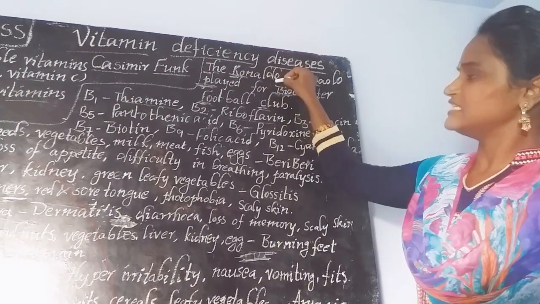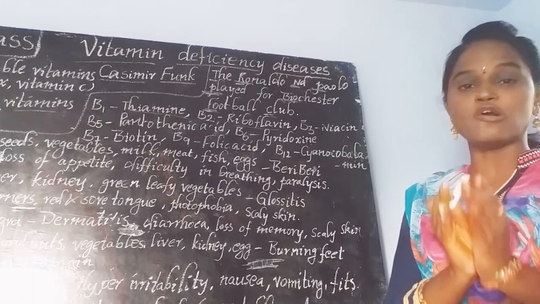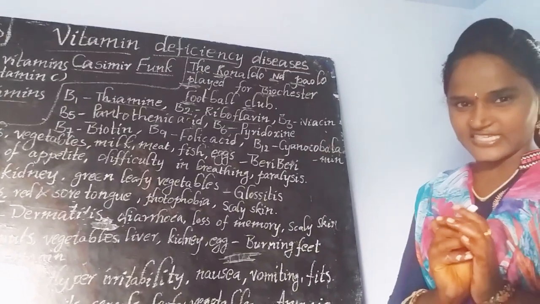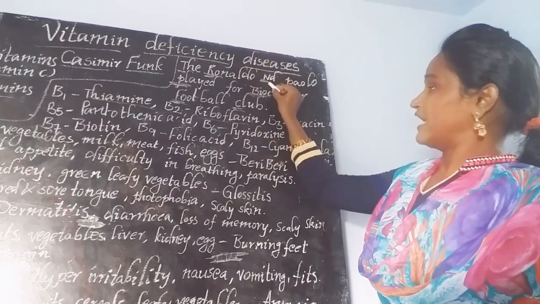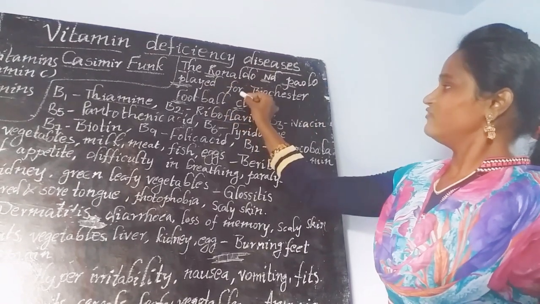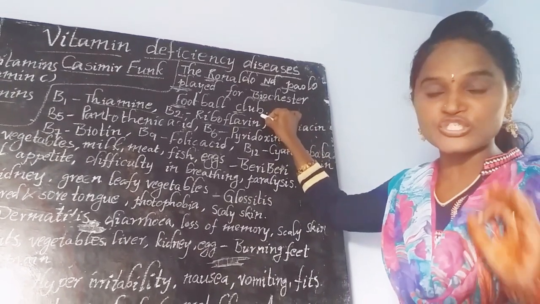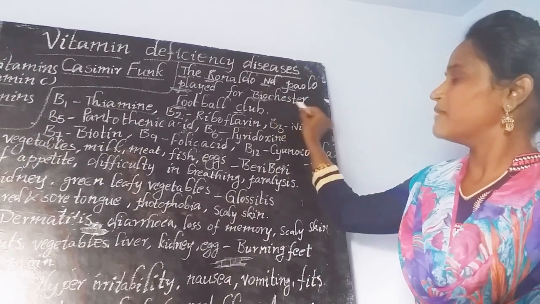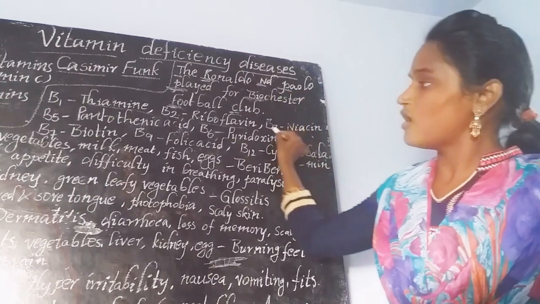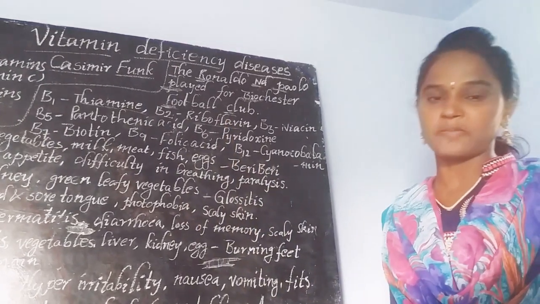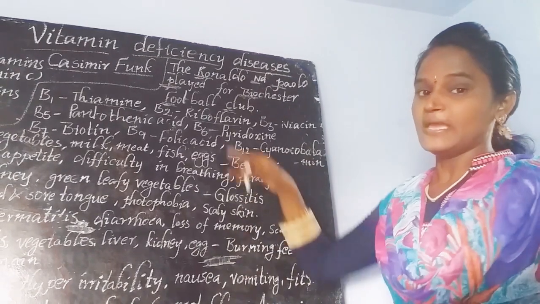By remembering this statement, we are capable of writing all the scientific names of B complex vitamins. Is it easy to remember? Yes, it is very easy. The Ronaldo and Pavlov played for Biochester Football Club. By remembering this statement, we are able to remember all the scientific names of the B complex vitamins. B1, the scientific name of B1 is thiamine. B2.